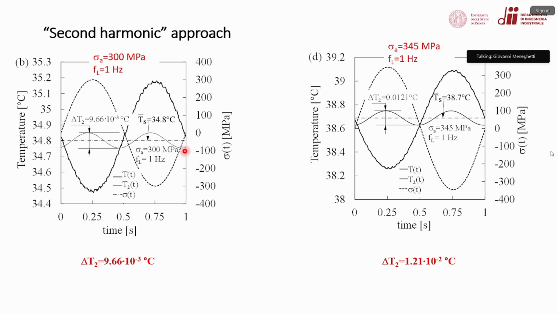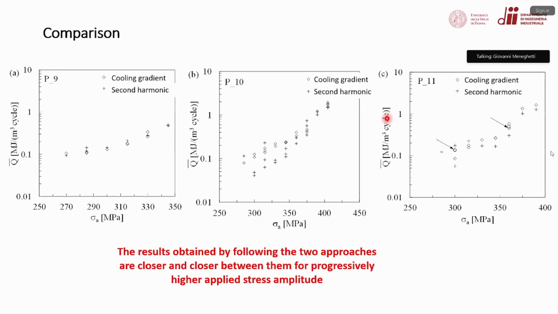Regarding the second harmonic approach, again, this picture reports two examples at two stress amplitudes, 300 megapascal and 345 megapascal. You see that the range of the second harmonic temperature signal is very small. It is smaller for the smaller applied stress amplitude. It is a little bit higher for the higher applied stress amplitude, but it is a very weak signal. Anyway, by applying the formula with the beta correction parameter we have seen before, we can estimate the intrinsic dissipation.